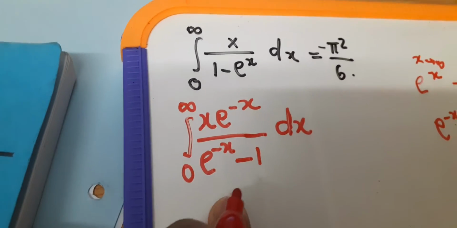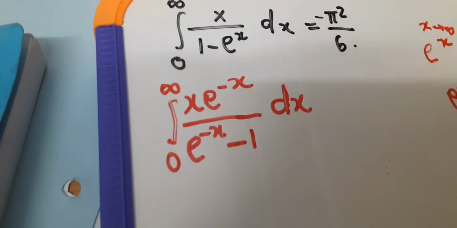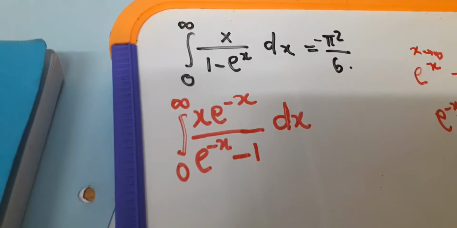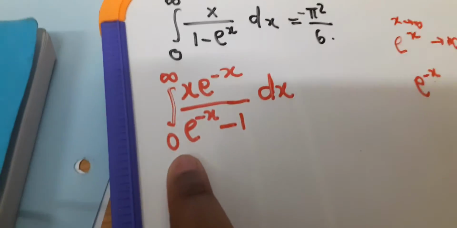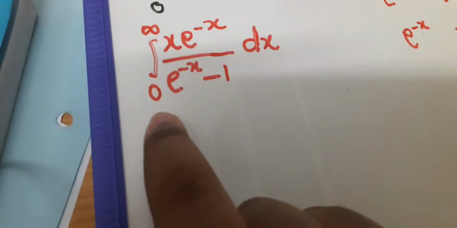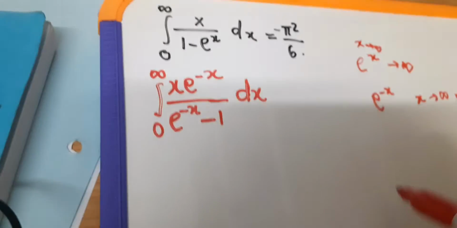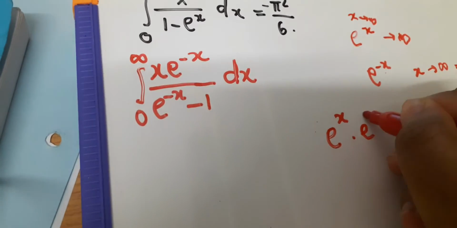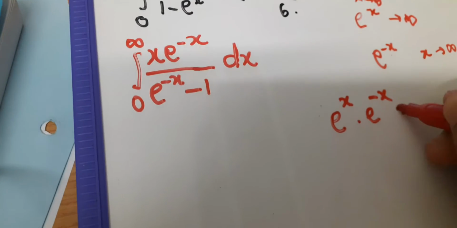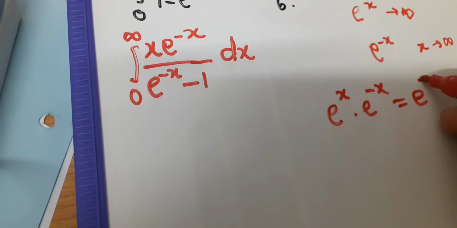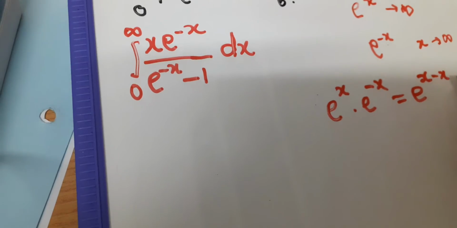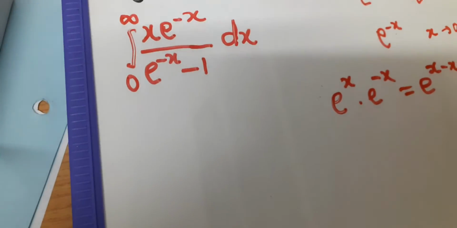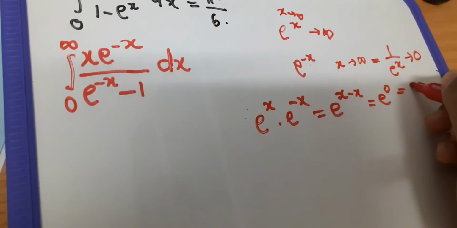So you didn't change anything, you just multiplied by e to the minus x on both sides, and e to the minus x times 1 is e to the minus x, e to the minus x times e to the x. So this times e to the minus x would be e to the x minus x, which is e to the 0, which equals 1.